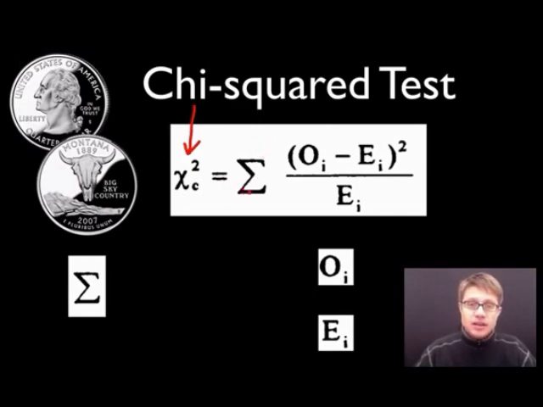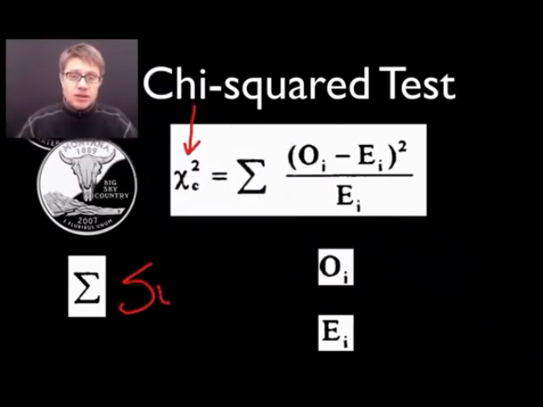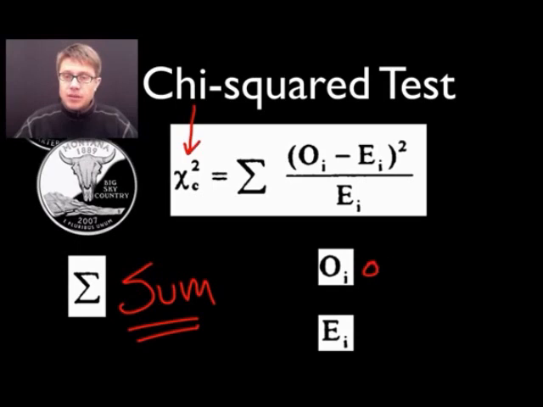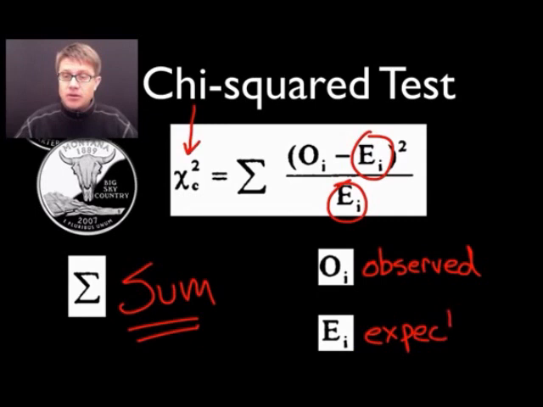So what is this then? That is going to be a sum. So we're going to add up a number of values in a chi-squared test. What does the O stand for? Well, that's going to be the data that you actually collect, and we call that observed data. And then the E values are going to be the expected values. If you're ever doing an experiment, you can actually figure out your expected values before you start, and then you just simply compare them to your observed values.